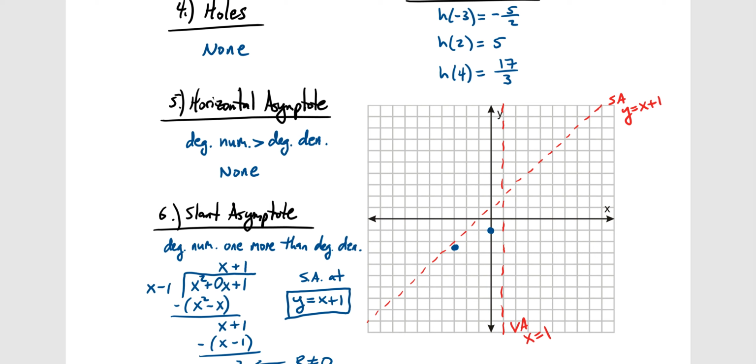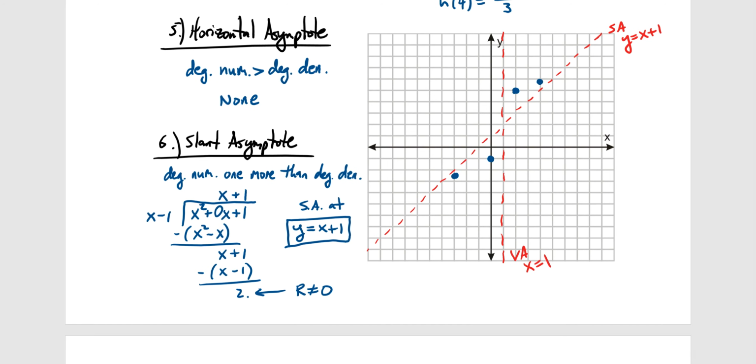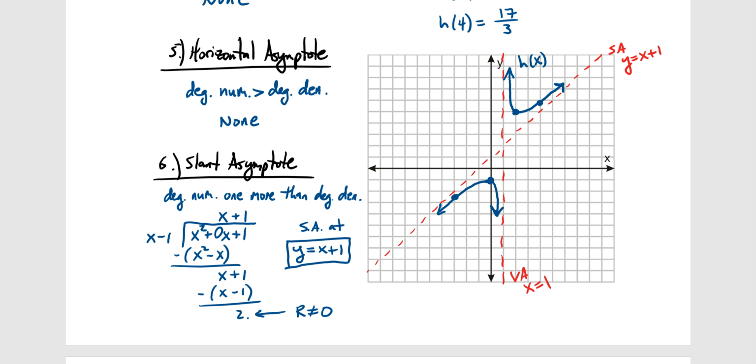And for 2 comma 5, that would be right up here. And for 4 comma 17 thirds, that 17 thirds is a little bit more than 5, a little bit less than 6. It's 5 and 2 thirds. So now we can connect these, and it should look something like this. Okay, and that is our function h of x.